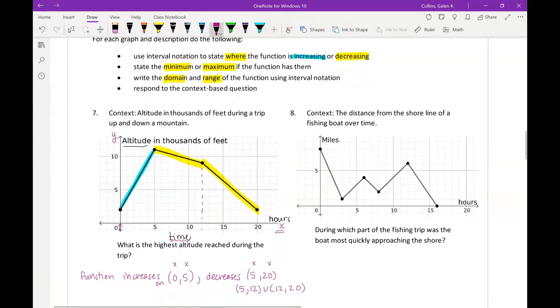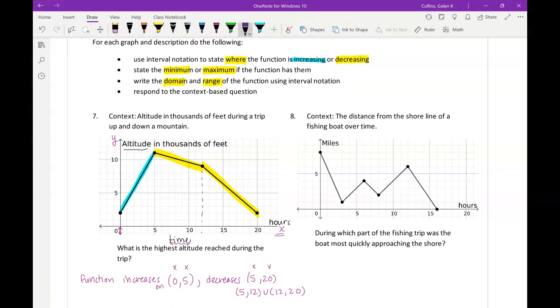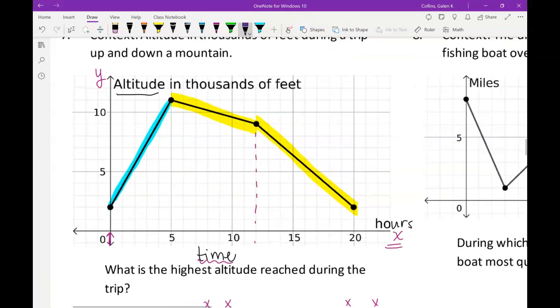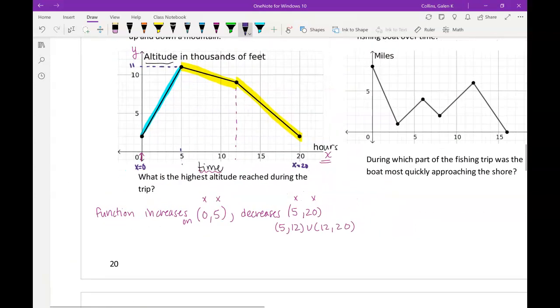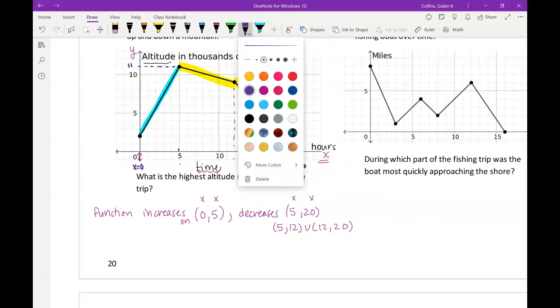All right, then we're asked to state the minimum or maximum value. So these are going to be values of y. So in my graph, if I look at my graph, what is the greatest, the maximum y value? Well, that's going to be right here. And we could think of this as what we call an absolute maximum, meaning between the values of x equals 0 and x equals 20, and including those values, it is when x equals 5 that we have a maximum value of 11.